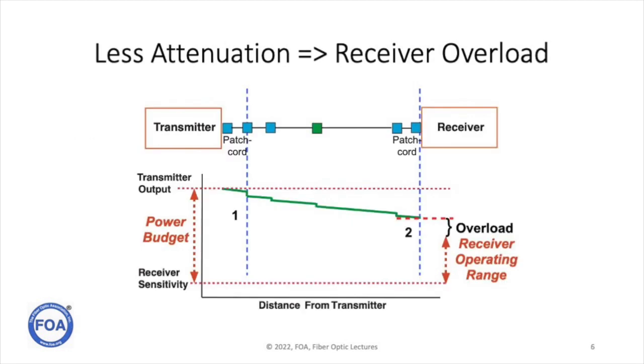If the attenuation of the cable plant is low and the received optical power is higher than the maximum tolerable power by the receiver, we'll have the receiver overloaded, and that overloading can cause signal distortion and cause high bit error rates.